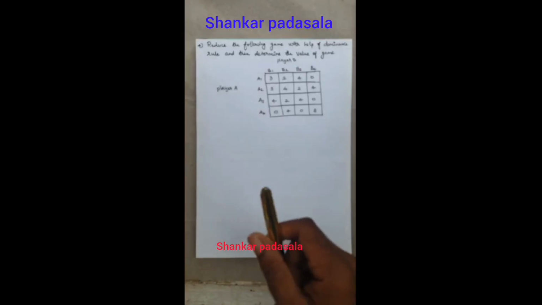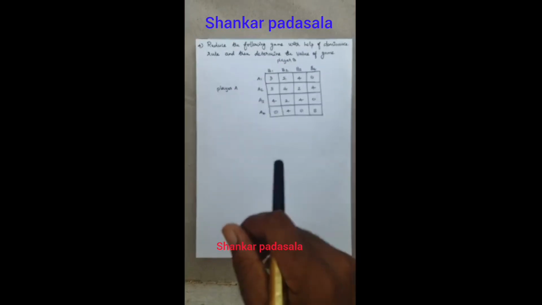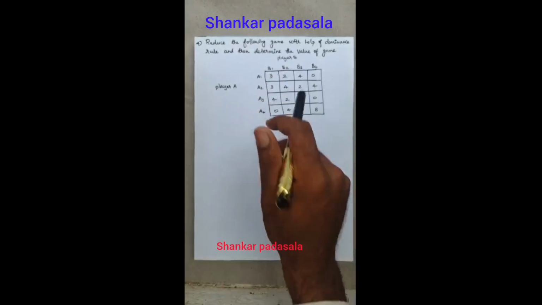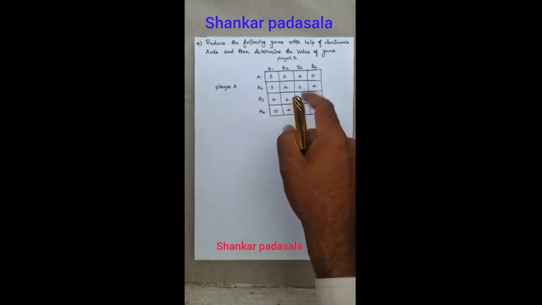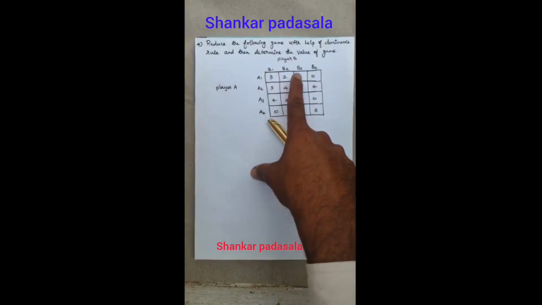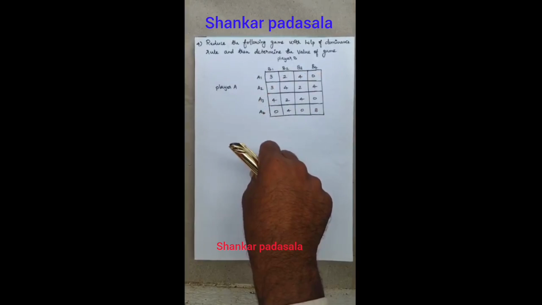So next problem, we're going to apply the rule of dominance method in this game. Reduce the following game with the help of the dominance rule and then determine the value of the game. Here player B uses strategies B1, B2, B3, B4 and player A uses strategies A1, A2, A3, A4.